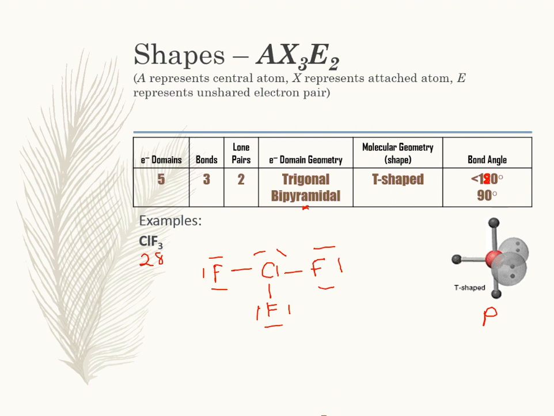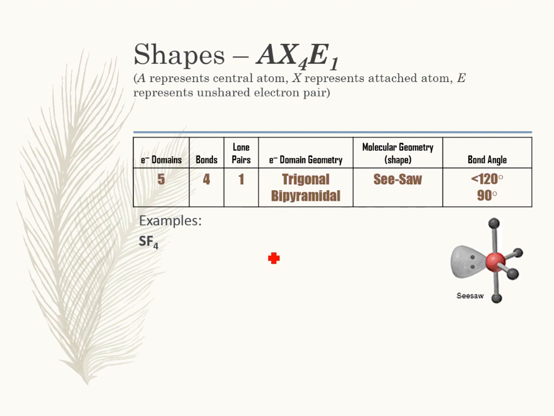Let's talk now about AX4E1, sulfur tetrafluoride. Sulfur tetrafluoride, we have 6 and 28 for 34 valence electrons. And so when we draw our structure, we're going to first start with what looks to be a pretty typical structure. But what we're going to find is when we attempt to draw it, we've used 8, 10, 12, 14, 16, 18, 20, 22, 24, 26, 28, 30, 32. So we have 2 extra. They'll just go on the central atom in a pair.